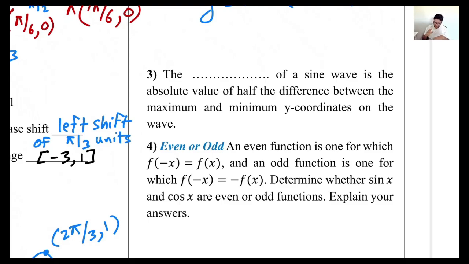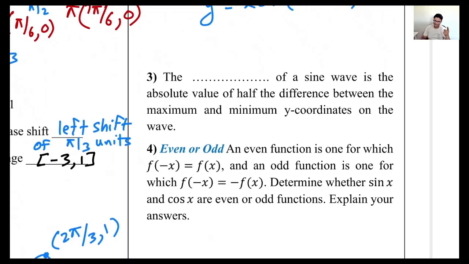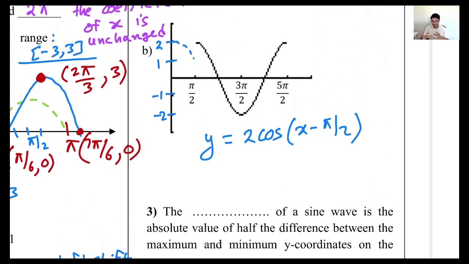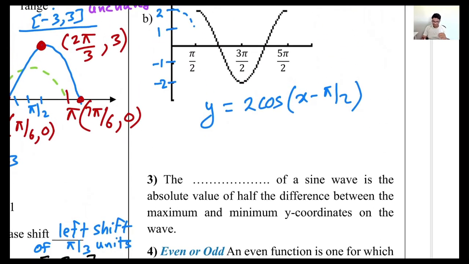So these two questions are about concepts, making our concepts sharper. The amplitude of a sine wave is the absolute value of half the difference between the maximum and minimum y coordinates on the wave. That's another way to define that term. Take the maximum and minimum y coordinates, take that distance and half of it.